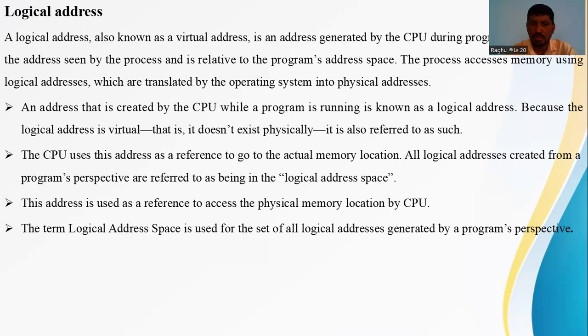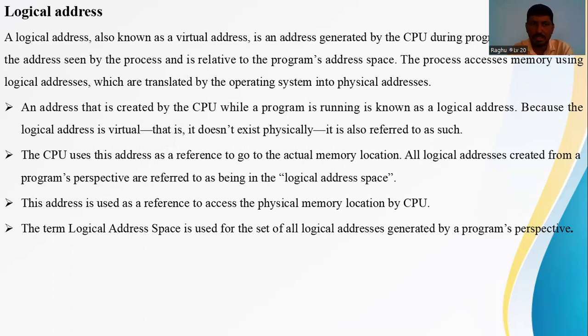This address is generated by the CPU during program execution. Whenever we start any process and go for running that particular process, the CPU automatically generates the logical address. Just now I told you about the program: whenever we complete writing the program and go for the execution process, at that time the CPU generates the logical address. By using the logical address, the process continues and goes for execution. This address is seen by the process, and it is relative to the program's address space. It is a logical address which is translated by the operating system into a physical address.